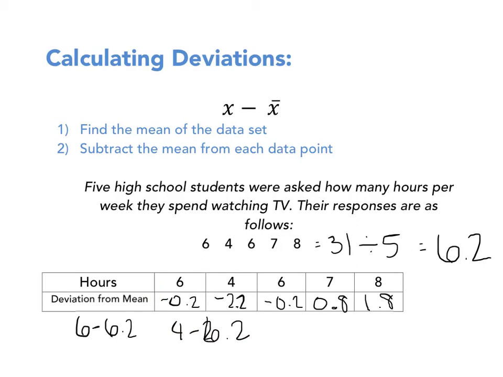And look what you notice about numbers that are lower than the mean and numbers that are higher than the mean. Numbers that are higher than the mean have a positive deviation, and numbers that are lower than the mean have a negative deviation. So make sure you get that down.